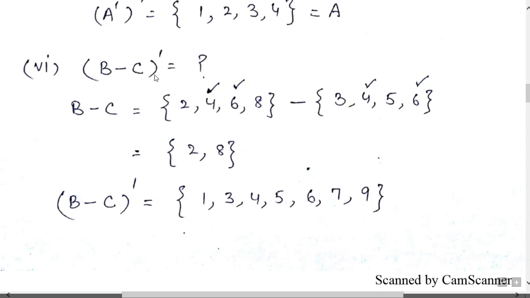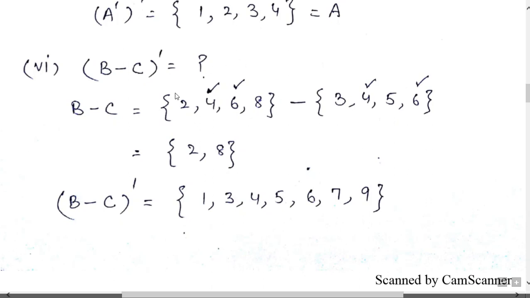Part 6 is (B minus C) complement. First of all, calculate B minus C. What is the value of B? 2, 4, 6, 8. And what about C? It's 3, 4, 5 and 6. Ticked elements are common, 4 and 6.